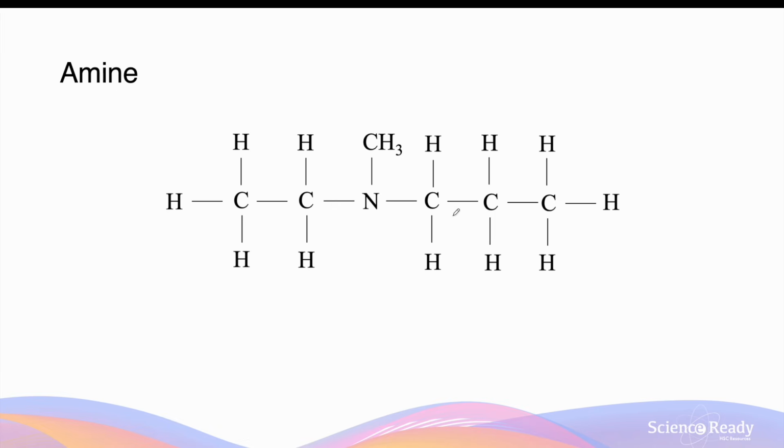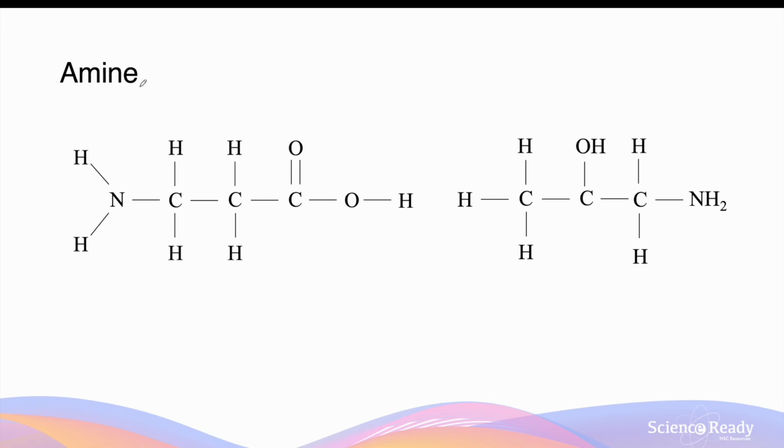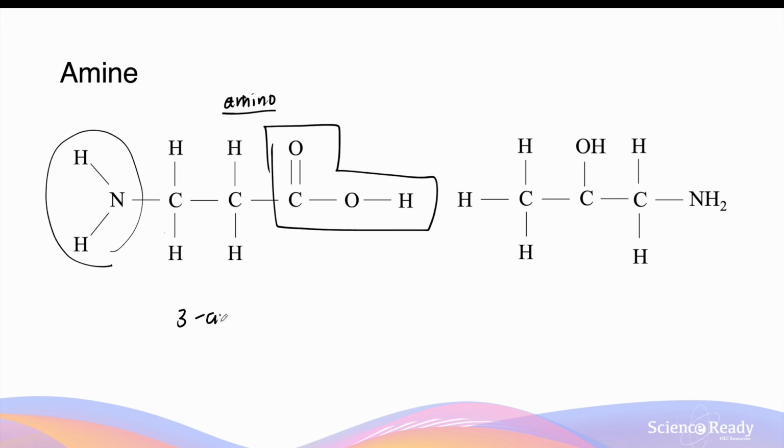What about this example? Amines have relatively low priority compared to other functional groups. They are more important than alkenes and alkynes, but less important than every other functional group. So in most cases, amines, when combined with other functional groups, will be denoted by the prefixes instead. The prefix for amine is amino. So in this molecule where you have a carboxylic acid, which has the highest priority, and an amine, this will be called 3-aminopropanoic acid, because the amine is attached to the third carbon.